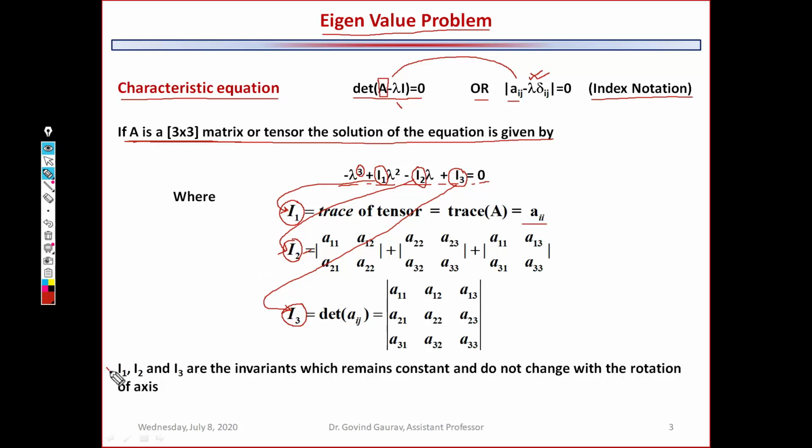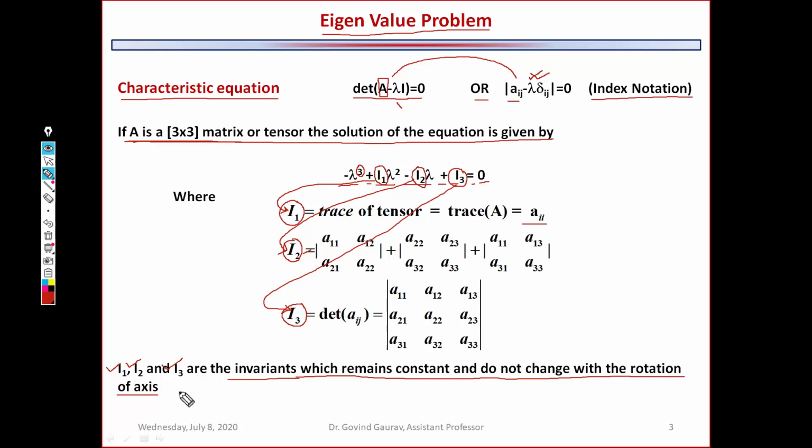Now these three quantities I1, I2 and I3 are known as the invariants. This means that they do not change. If we are talking in terms of the stresses, these three quantities remain the same. Over here it is written the same thing. I1, I2 and I3 are the invariants which remain constant and do not change with the rotation of the axes.